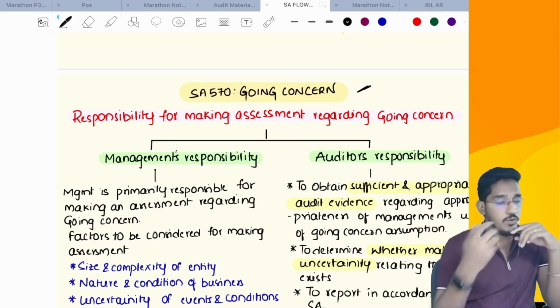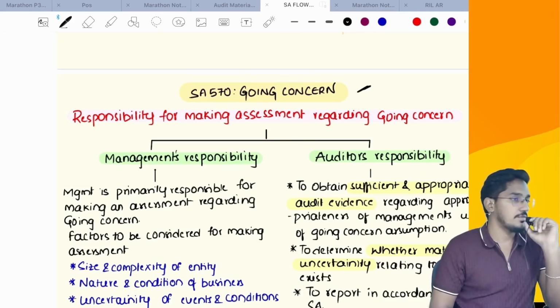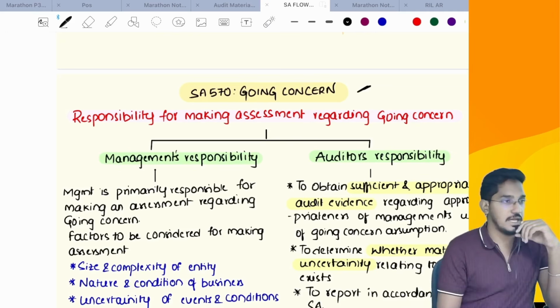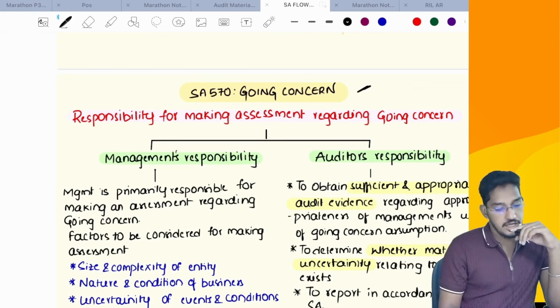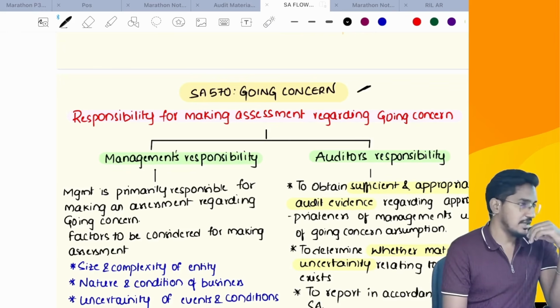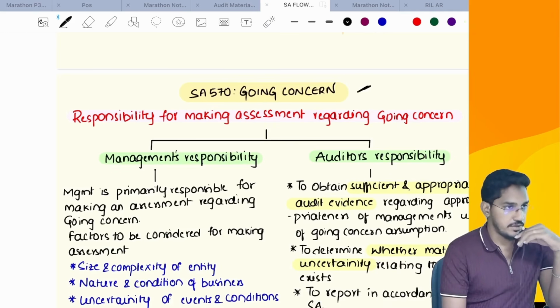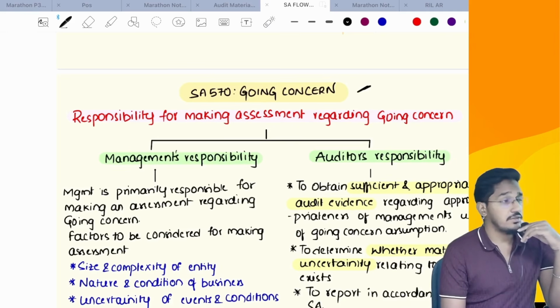Now, what role does the going concern assumption play? How is it going to have an impact on the financial statements? See, when the management prepares the balance sheet, as on the date of the balance sheet, they have to make one decision whether going concern is valid or not. They have to make an assessment and determine it. If they feel that the going concern assumption is appropriate, that means the entity will continue for the foreseeable future, then they will prepare the financial statements on that basis. On going concern basis, they will prepare financial statements.